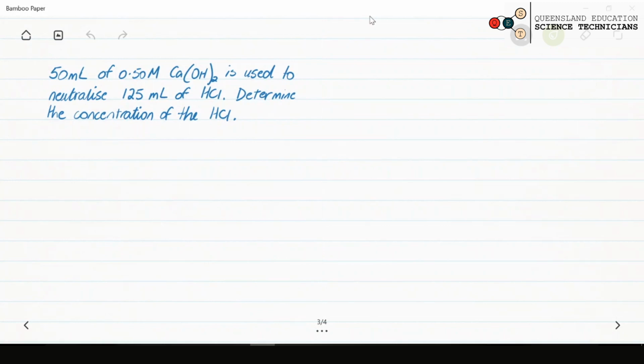So our last problem is just going to demonstrate why it's important to consider the ratio of moles. So in this particular case, I'm not using sodium hydroxide, I'm using calcium hydroxide, and we're again neutralizing hydrochloric acid. So let's write this equation out. Remember, writing the equation should always be your first step.